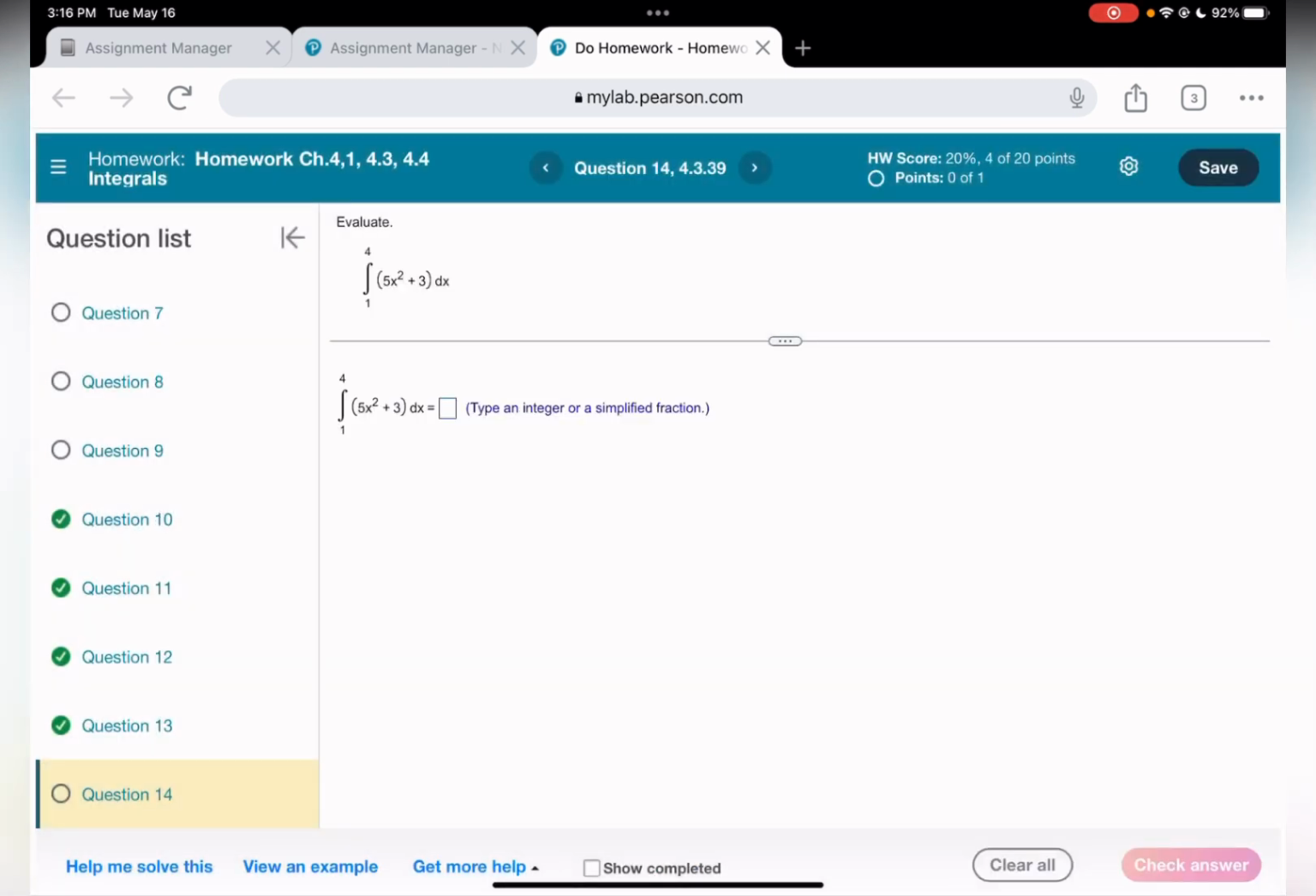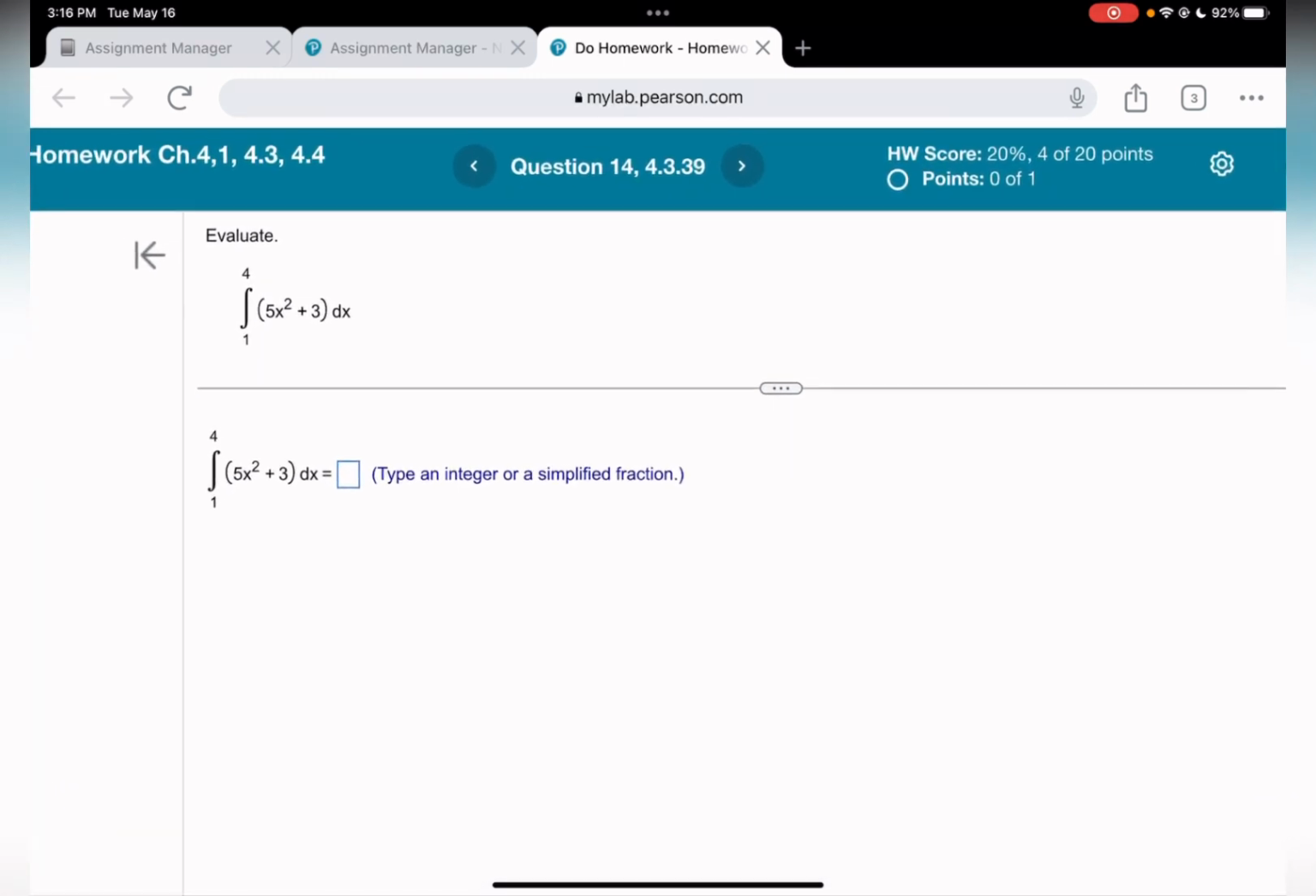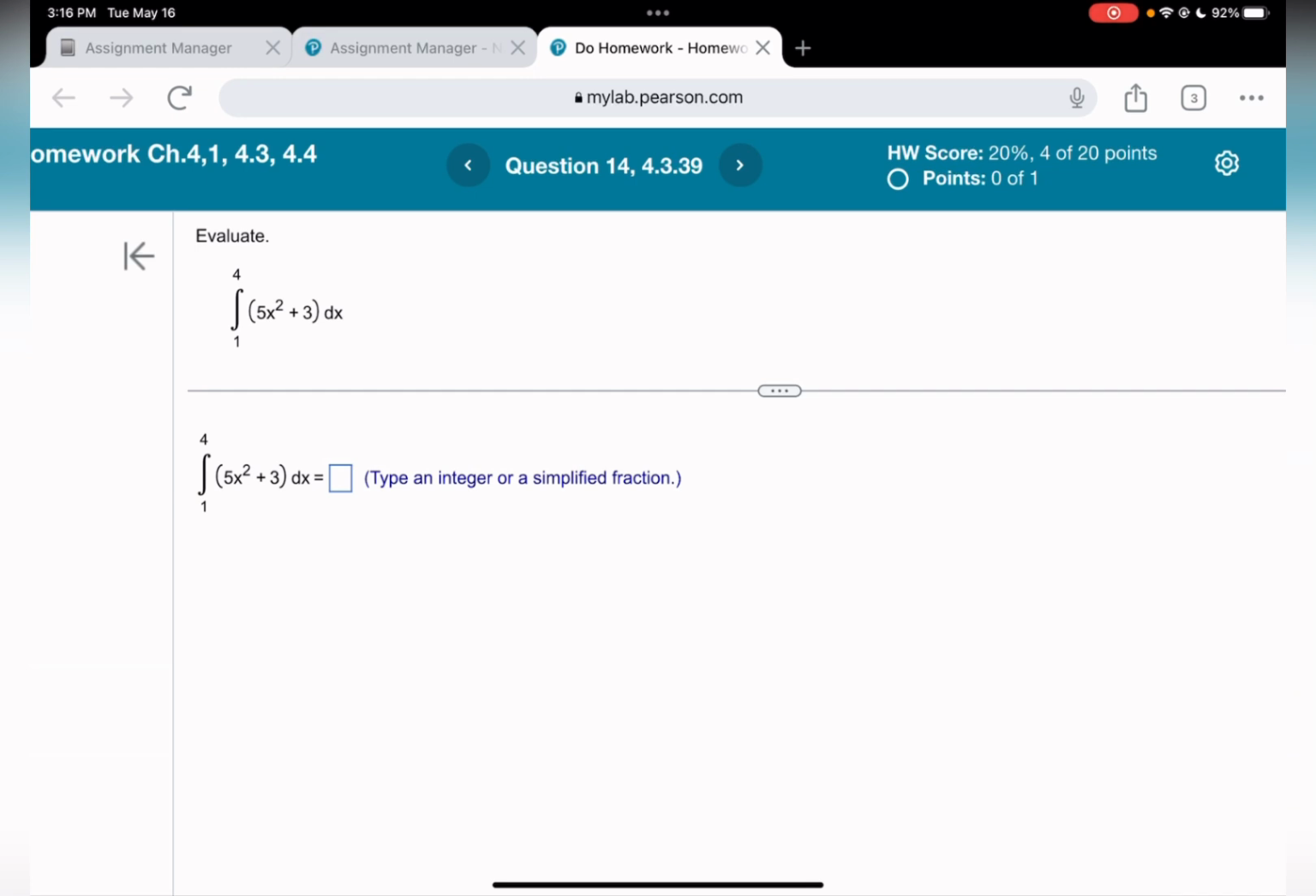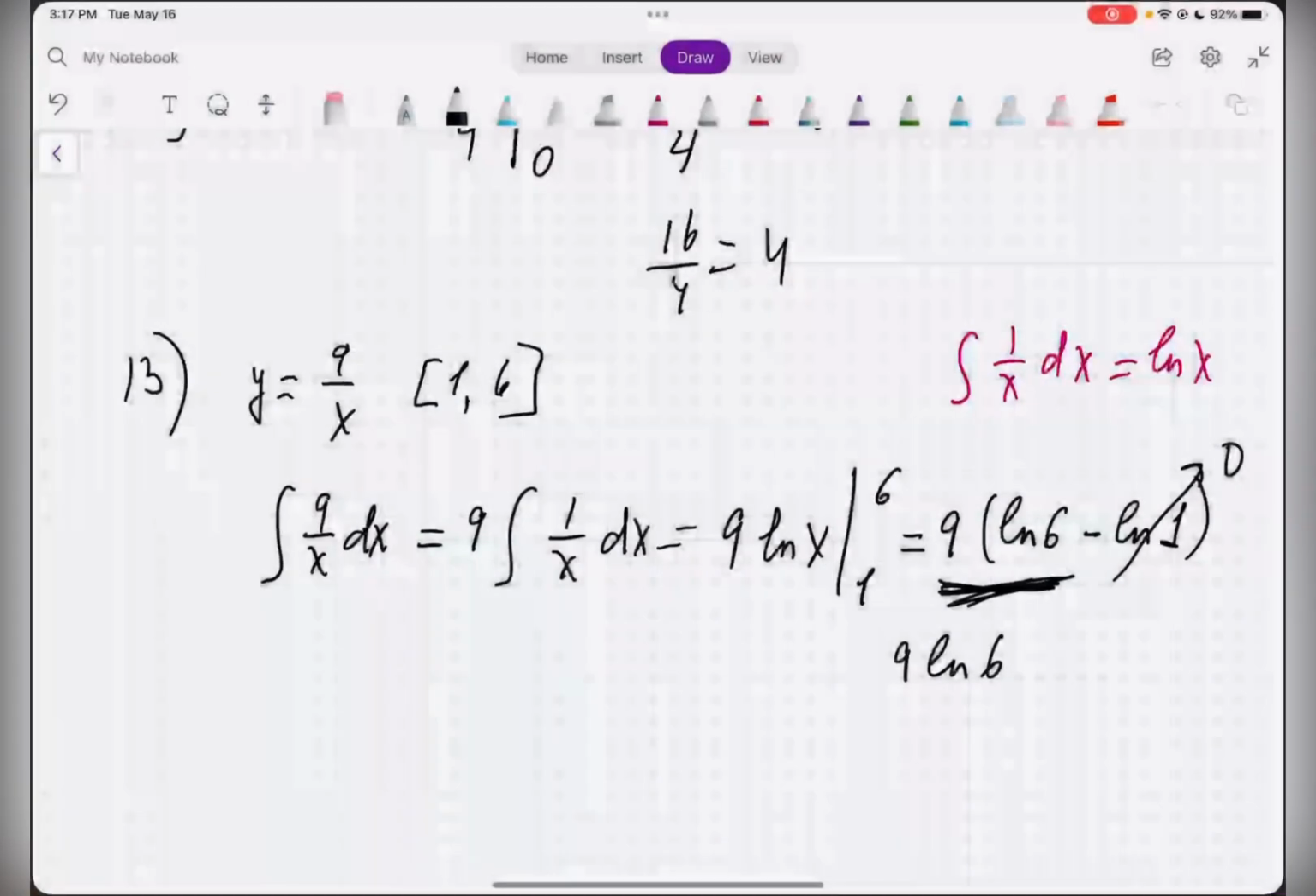Fantastic work. Moving to question number 14. Evaluate. Okay, so we are going to take the integral. So instead of telling us find the integral on interval 1, 4, it's just putting top and bottom. That means the integral between 1 and 4. Let me see, 5x squared plus 3.